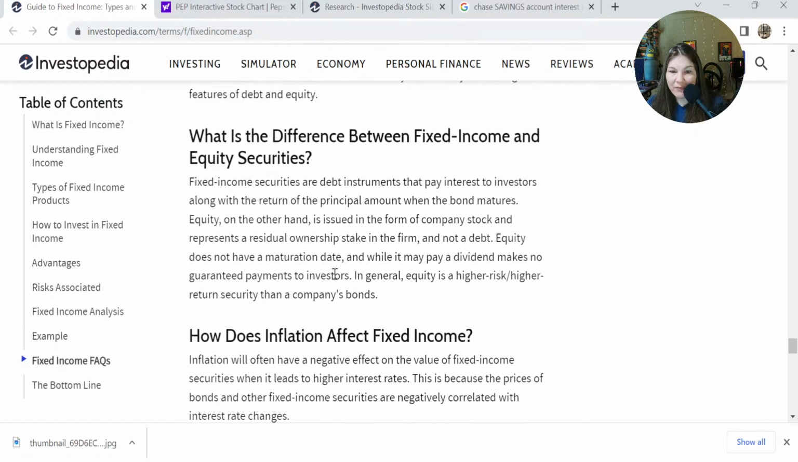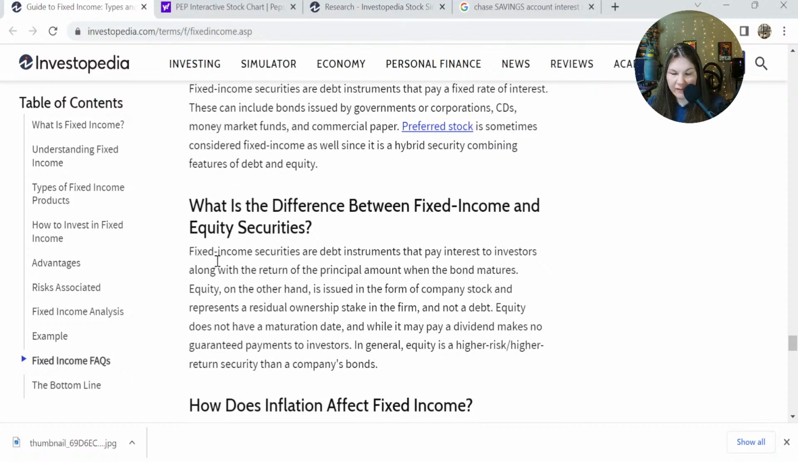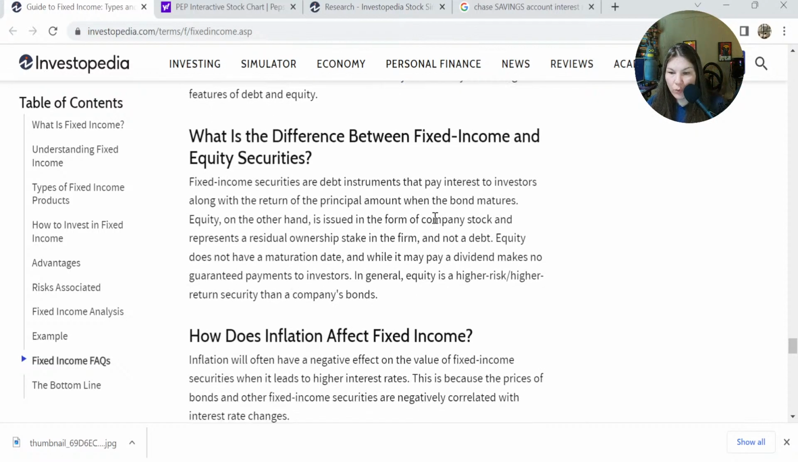What is the difference between fixed income and equity securities? Fixed income securities are debt instruments that pay interest to investors along with the return of the principal amount when the bond matures. Equity, on the other hand, is issued in the form of company stock and represents a residual ownership stake in the firm and not a debt. Equity does not have a maturity date, and while it may pay a dividend, it makes no guaranteed payments to investors. In general, equity is a higher risk, higher return security than a company's bonds.